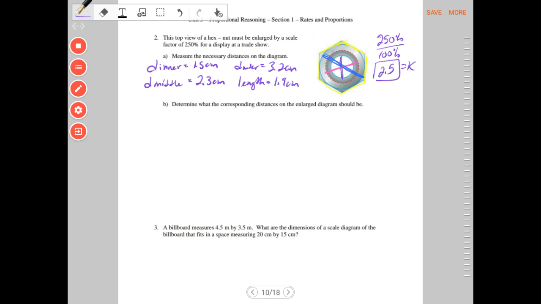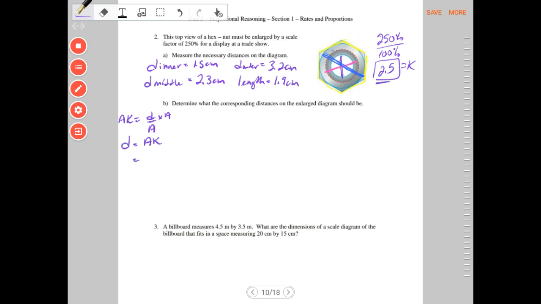Okay, so now we're going to figure out what the actual hex nut should be. Remember that this is the diagram, so K is equal to diagram over actual in each case. So we are actually making a new diagram, and the ones that we have are the actual. So how do I get rid of divide by actual? Well, I'm going to do the opposite, and I'm going to times both sides by actual. So diagram is going to equal actual times our scale factor, which remember is 2.5.